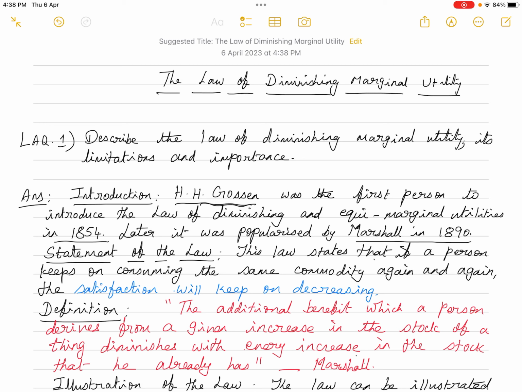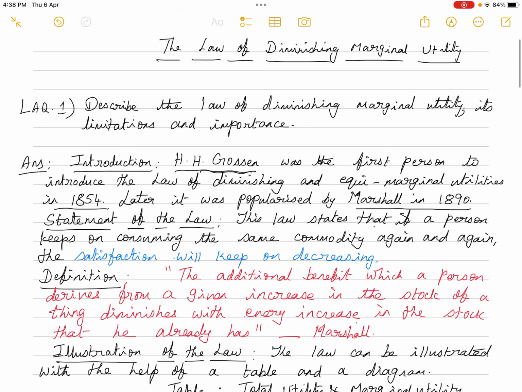H.H. Gossen introduced these laws, the law of diminishing marginal utility as well as the equi-marginal utility, in 1854, and later it was popularized by Marshall in 1890. Now the next point is the statement of the law. So what does the law say? The law states that if a person keeps on consuming the same commodity again and again, the satisfaction will keep on decreasing. That is what we are highlighting through a hypothetical example, isn't it? Satisfaction will keep on decreasing.